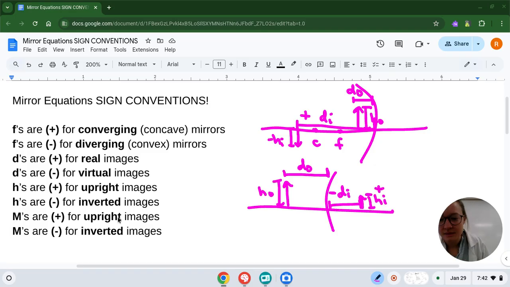Lastly, magnifications are positive, once again, for upright images and negative for inverted images. A lot of students want to say that magnifications are positive if it's getting bigger and negative if it's getting smaller. That's not true. A magnification is greater than 1 if it's getting bigger, and it's less than 1 if it's getting smaller. But the signs actually show if it's right side up or upside down. Those are our sign conventions. You will need to know the sign conventions in order to do any kind of problem, like this one.